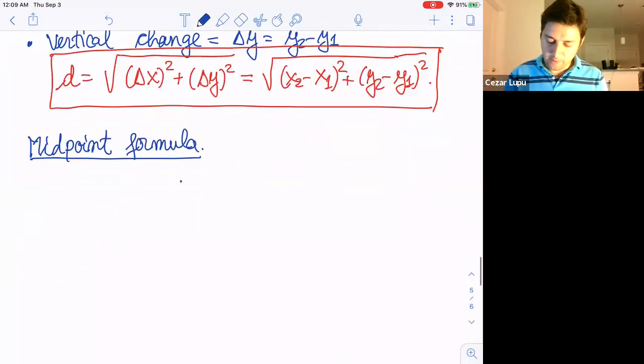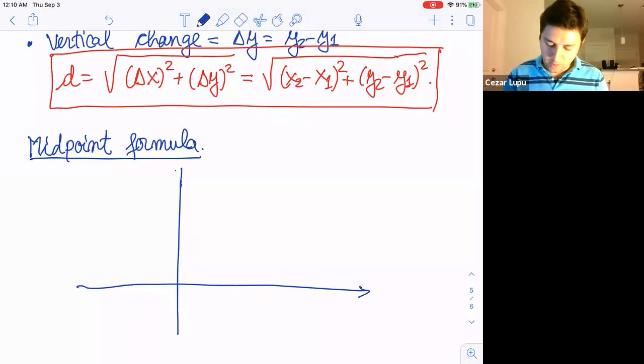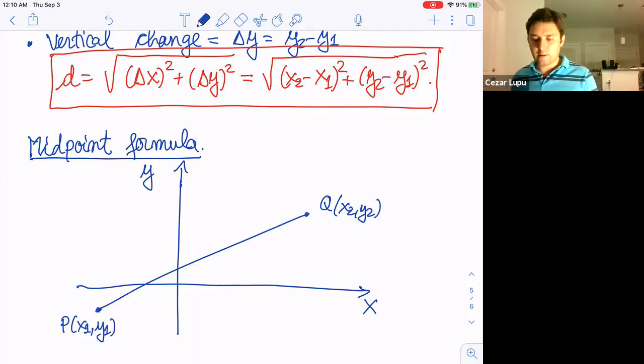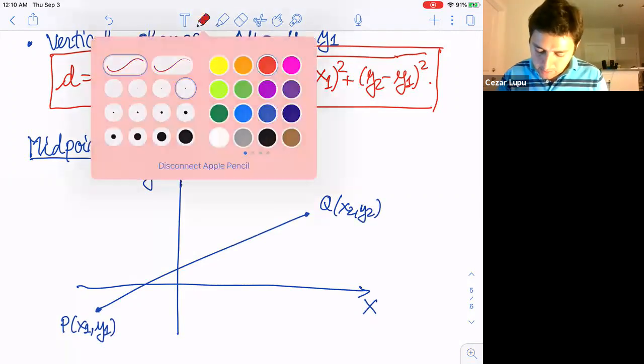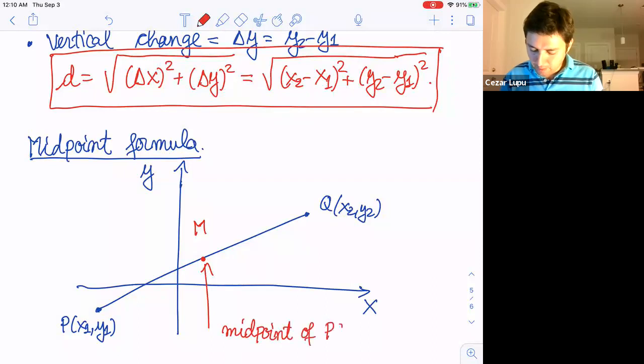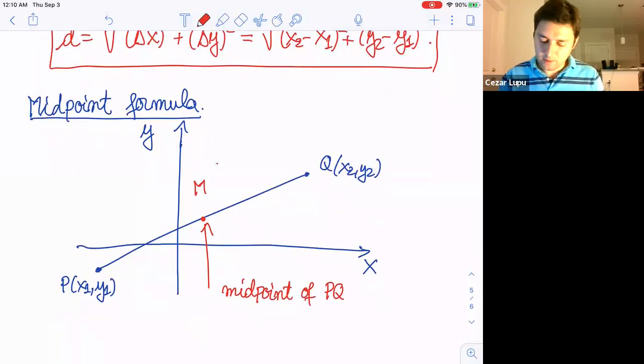Now, the midpoint formula. Let me draw a picture again. Again, I have the XY axis. I have a point P here of coordinates X1, Y1, and a point Q here of, let's say, X2, Y2. And here on this line, I have a midpoint, let's call this M. So this is the midpoint of PQ. Well, guess what? It will have coordinates X1 plus X2 over 2 and Y1 plus Y2 over 2. These are the coordinates of this point.